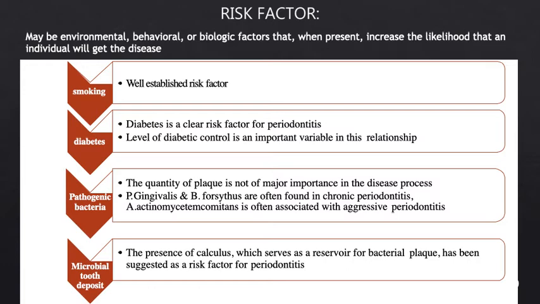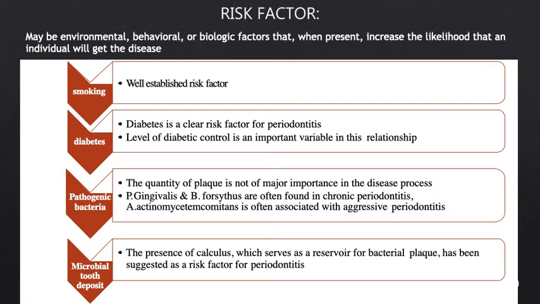Next is pathogenic bacteria. The quality of the plaque is not of major importance in the disease process, but some types of organisms present in the plaque will definitely induce disease. For example, red complex organisms like Porphyromonas gingivalis, Prevotella intermedia, Tannerella forsythia. These are often found in chronic periodontitis. Aggregatibacter actinomycetemcomitans is associated with aggressive periodontitis. So these pathogenic bacteria have an association with periodontal disease. Whenever these microorganisms are present, there is a possibility of getting periodontal disease.